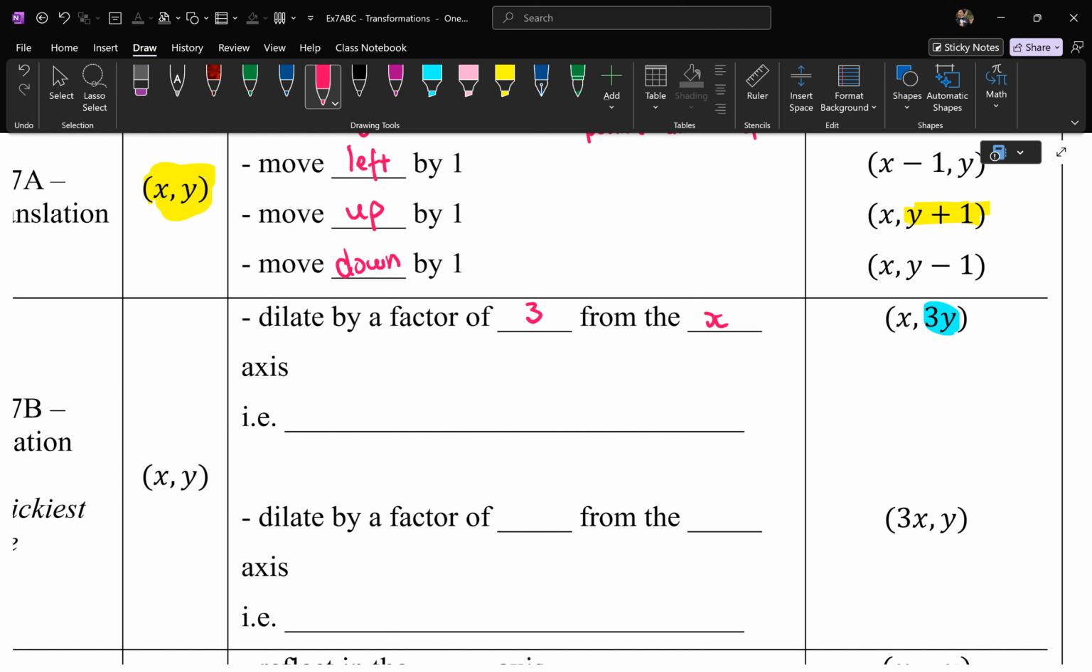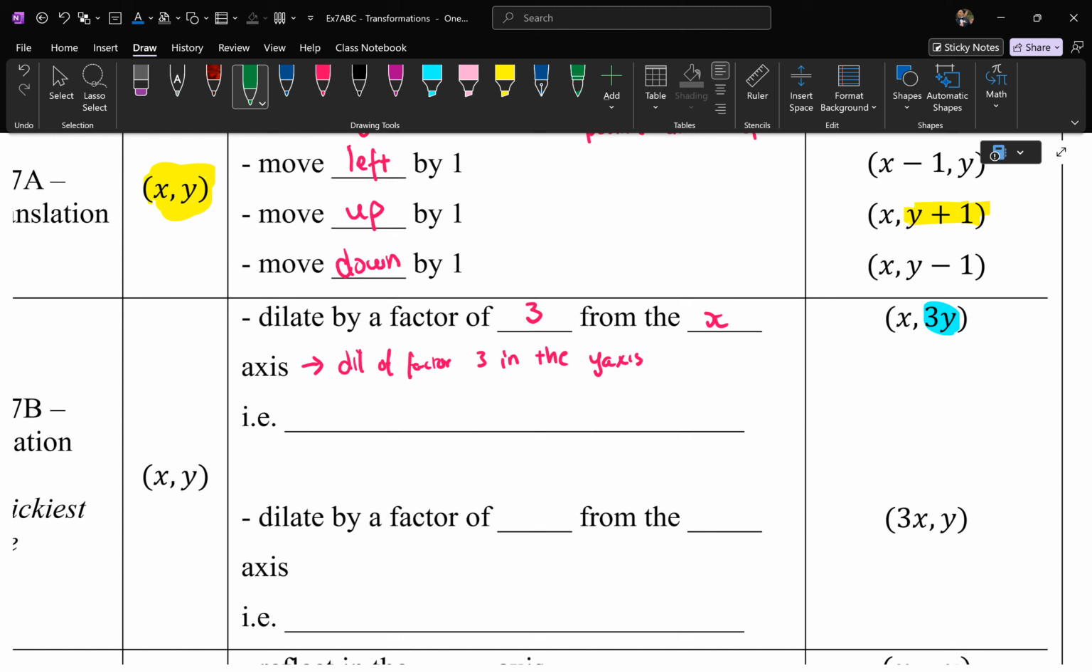Okay? The other language that might make it easier is that sometimes they say "dilation of factor 3 in the y-axis." So instead of the word "from," this one would be "in the y-axis." So there's actually two ways of describing it. That's why dilation gets a bit tricky when you're interpreting it. But dilation simply means a stretch. So if you didn't understand what I was saying there, copy this one down.